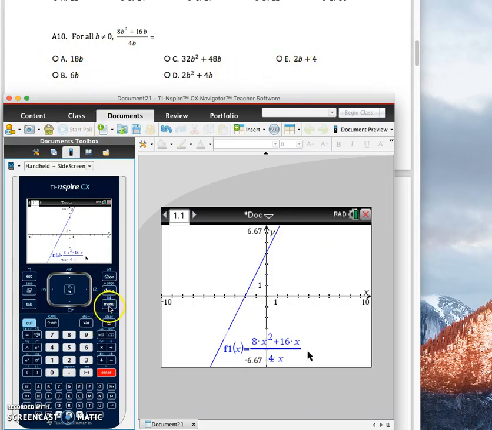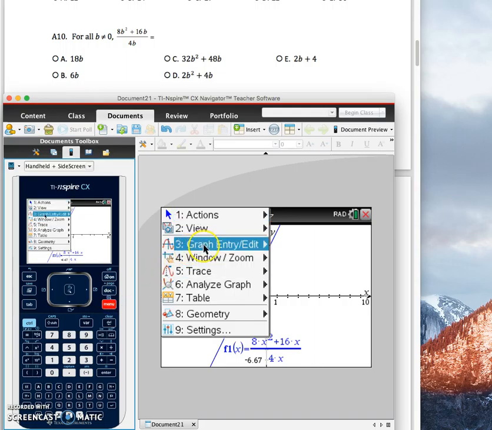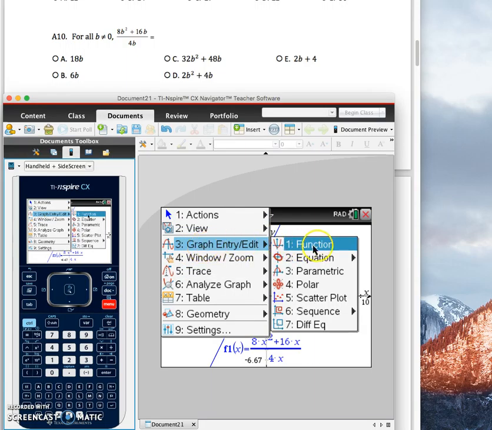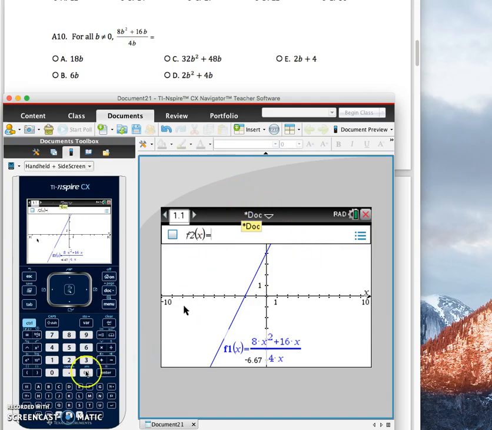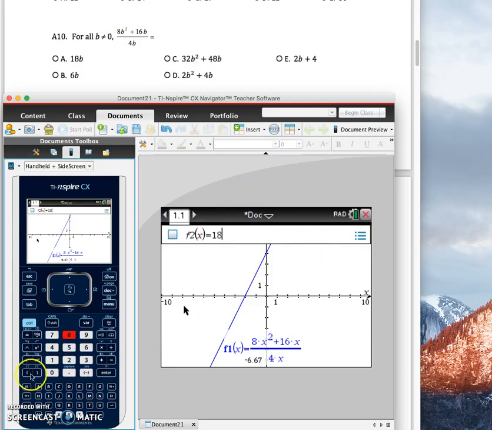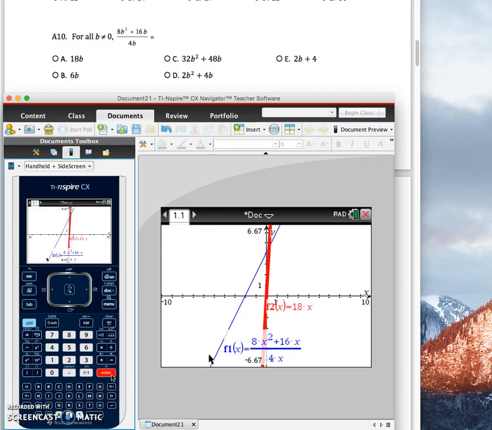So let's go ahead, menu, again, we go to graph, function, and for this one we're just going to type 18x, and again the key thing is we change all the b's to x's. If this one doesn't lay on top of it, guess what? We know it doesn't work. We hit enter. Doesn't work. Therefore, it's not the answer.